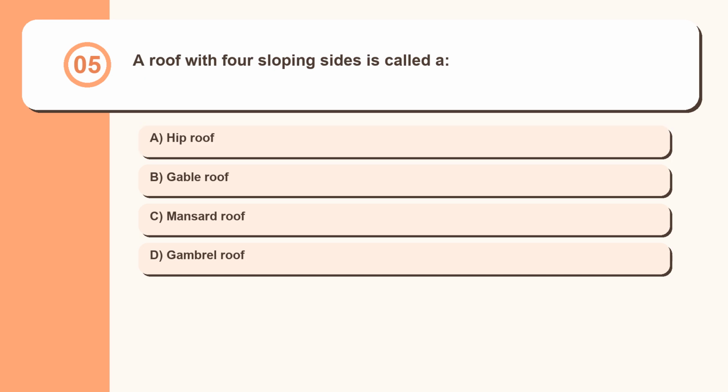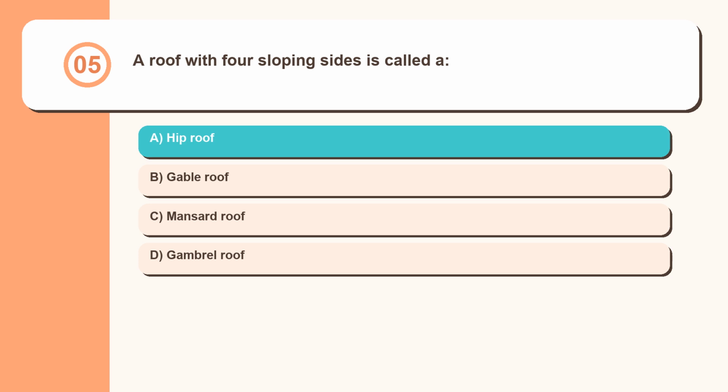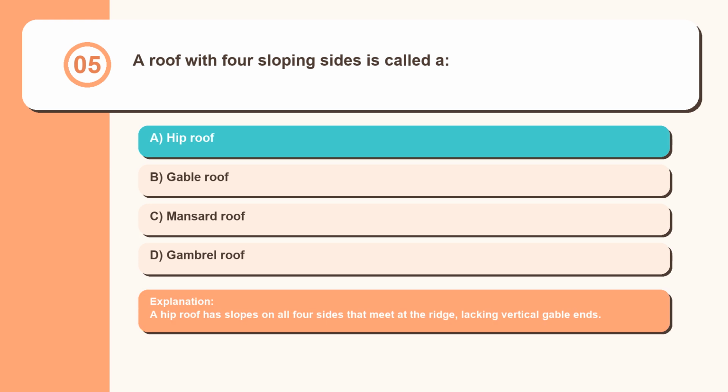Question 5. A roof with 4 sloping sides is called a hip roof, gable roof, mansard roof, gambrel roof. A hip roof has slopes on all 4 sides that meet at the ridge, lacking vertical gable ends.